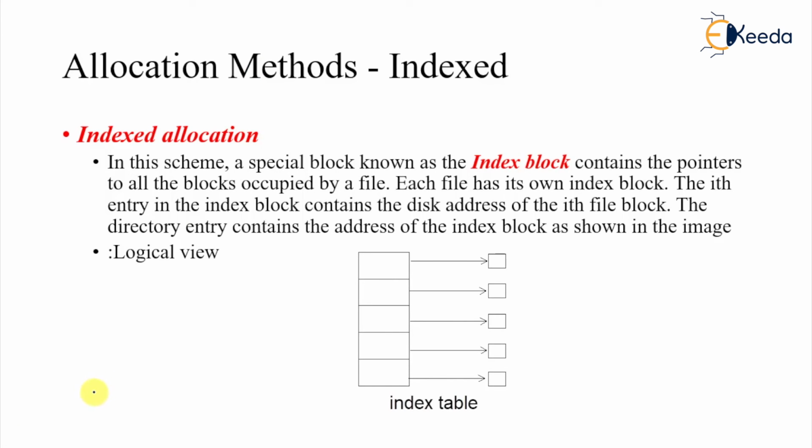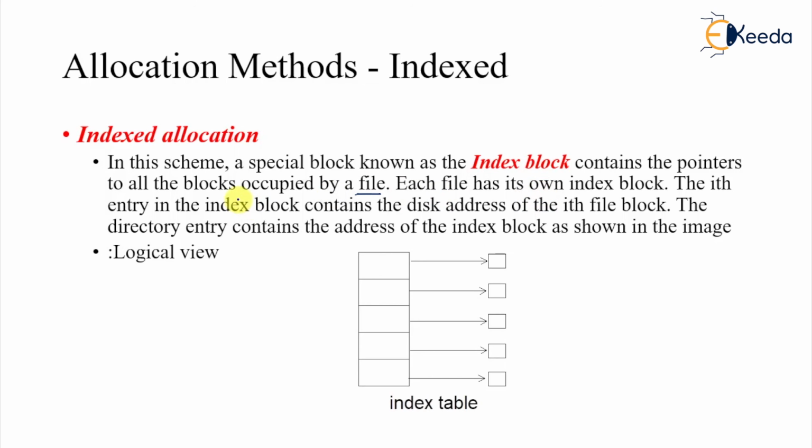The last one here is indexed allocation. Now we are going to maintain an index. A special block called the index block contains the pointers to all the blocks that the file occupies. It's more like the file allocation table, but rather than pointing to blocks, we directly have the address of the block. Index and linked with FAT have more or less the same idea. Each file has its own index block.